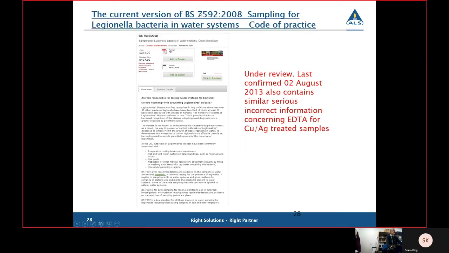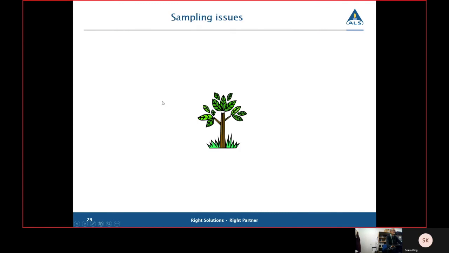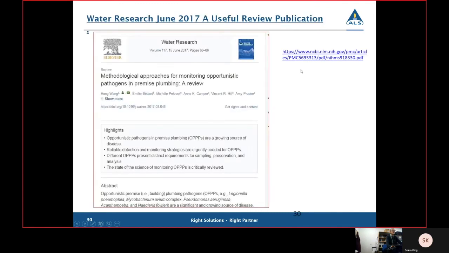This is the current BS 7592:2008 for sampling. This is under review, last confirmed in August 2013, and also contains similar incorrect information about EDTA preservation, using EDTA for preservation. This is a very useful book that you can get, a full paper on methodological approaches for monitoring opportunist pathogens in premise plumbing. A review. It is really worth reading. It's quite a complex paper, but you can get it from there.